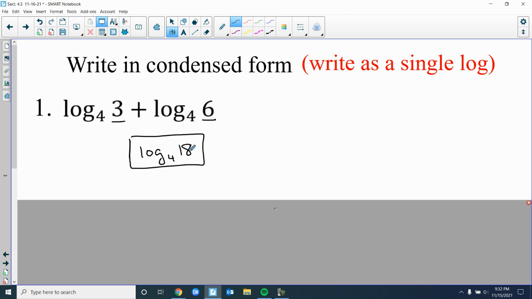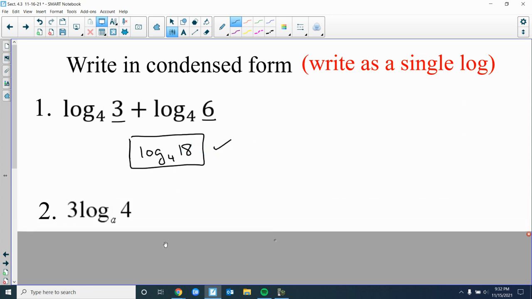Does 4 to what power equals 18? Well, is it a nice number? Is it a whole number? No, it's going to be a decimal. So in that case, you're just going to leave that. That is our answer right there. Log base 4 of 18.